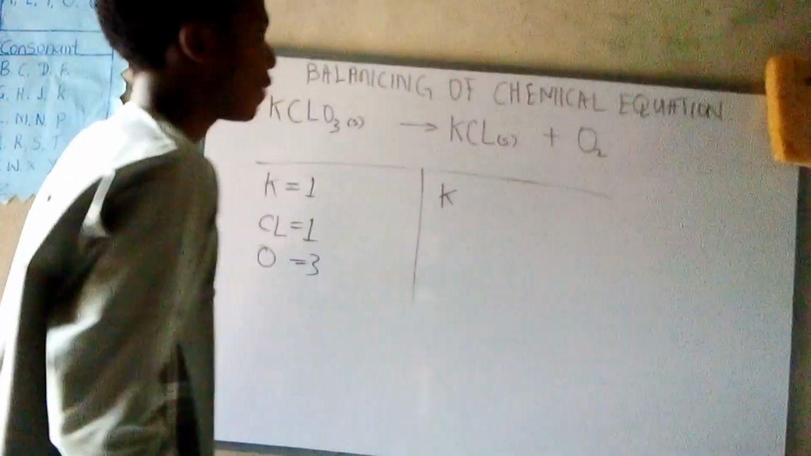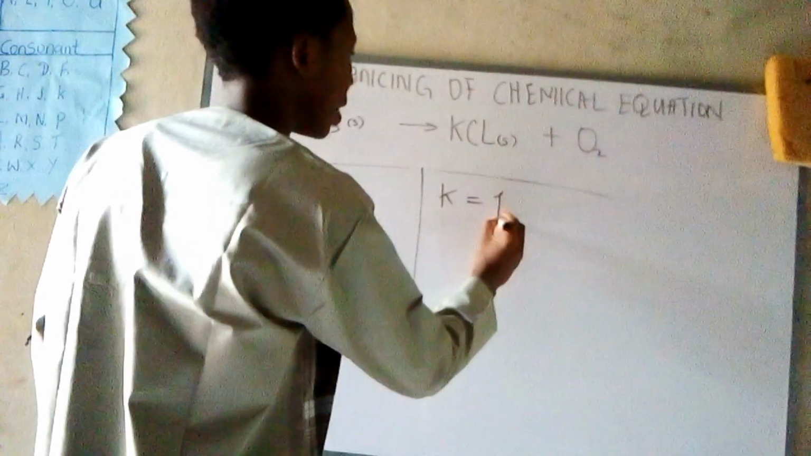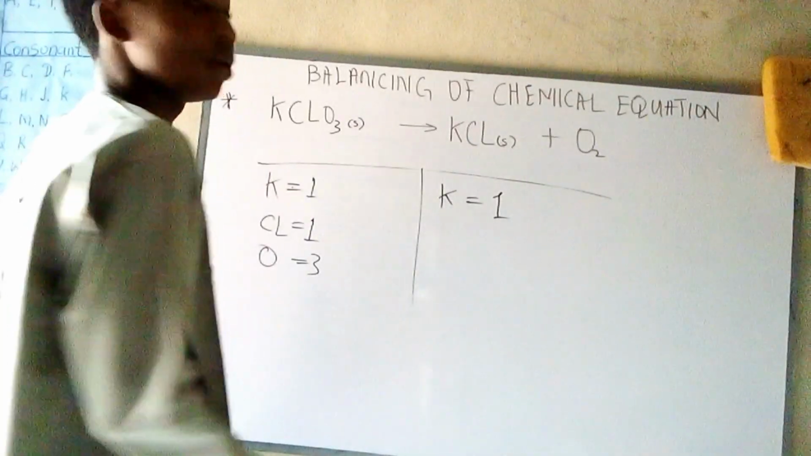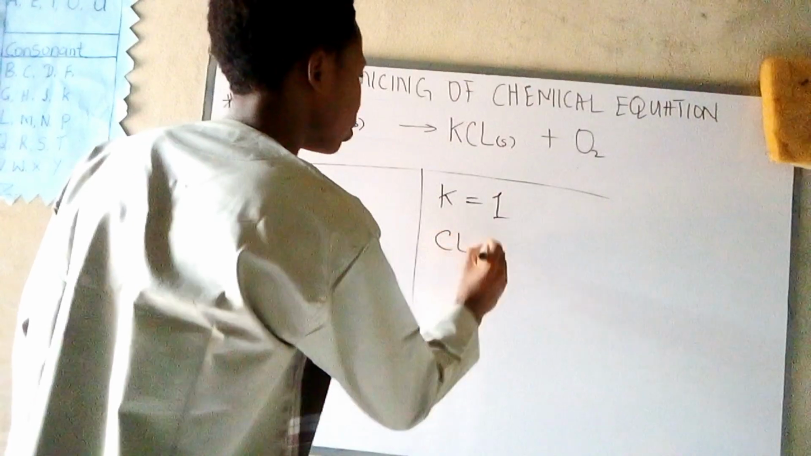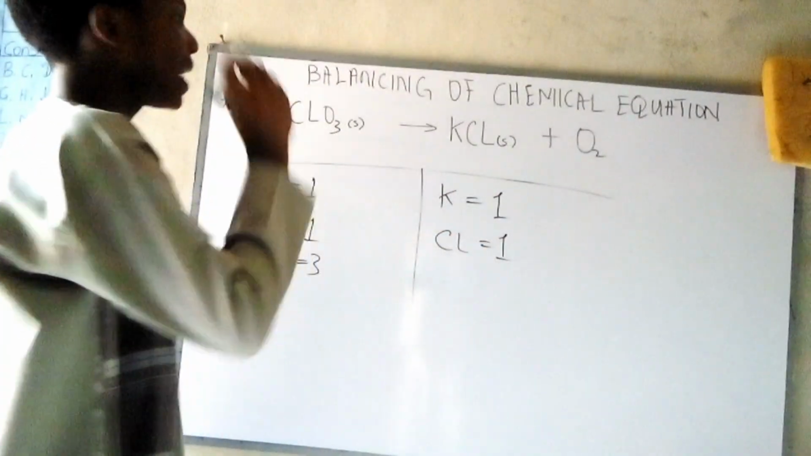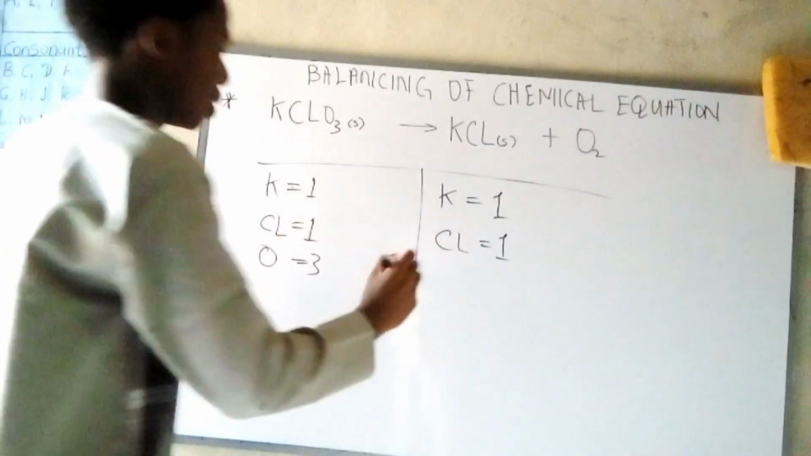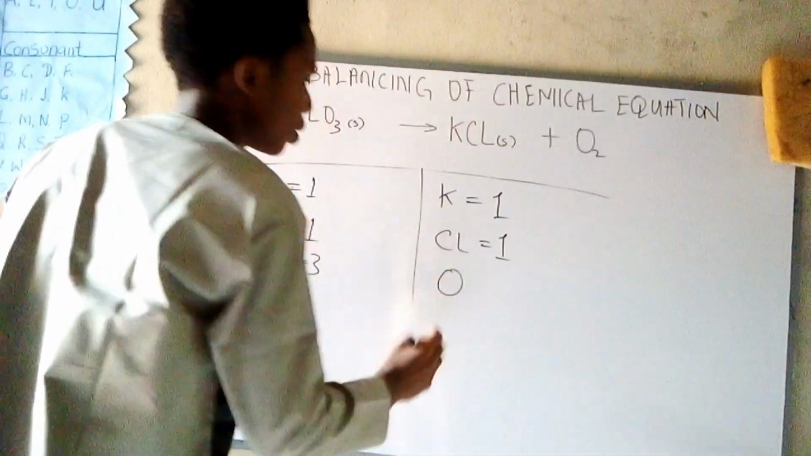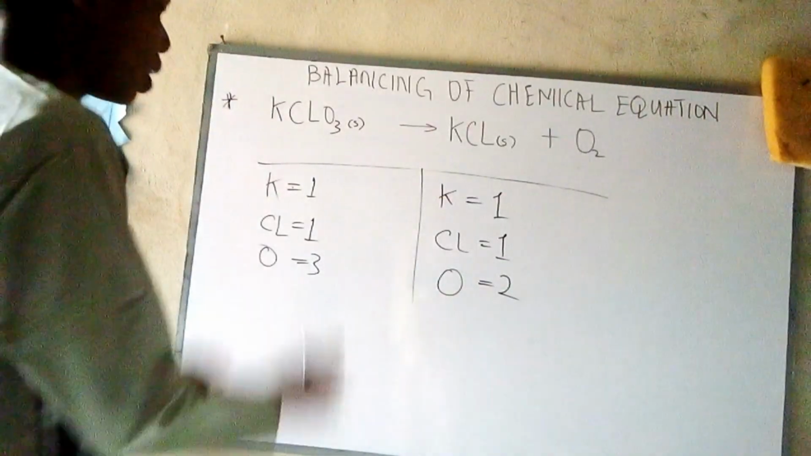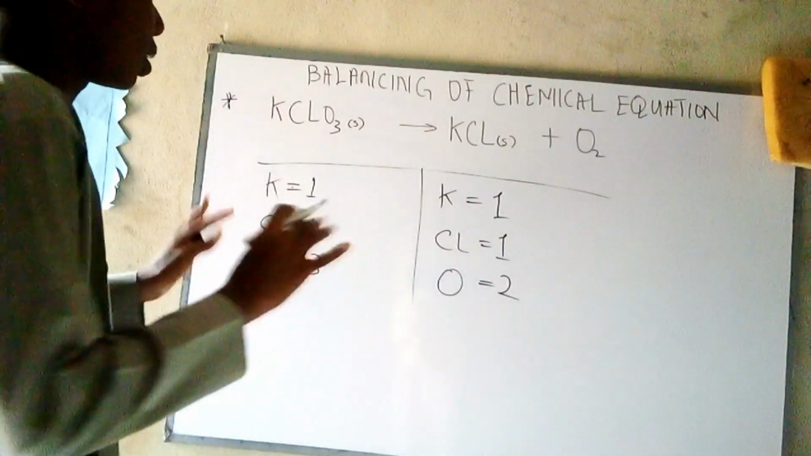Potassium, how many do we have? We have 1, so that's balanced. Chlorine, what do we have? 1. So now the one that is not balanced here is what? Oxygen. Oxygen, we have 2. So now how do we balance this?